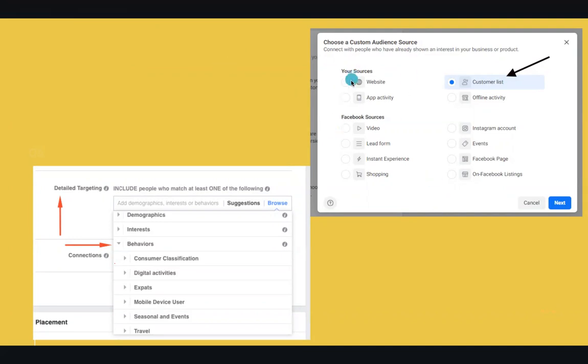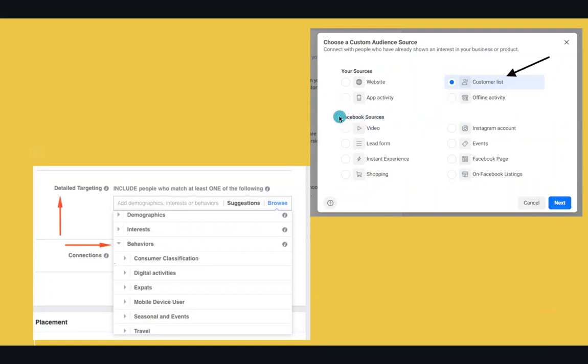So now your sources are websites, offline activity. I think you can even do offline activity. Maybe I've actually not tried this, but I'm sure it will be super interesting. Maybe you can target people who have come to your store physically and just put their phone numbers and put their lists, right? Something like that.